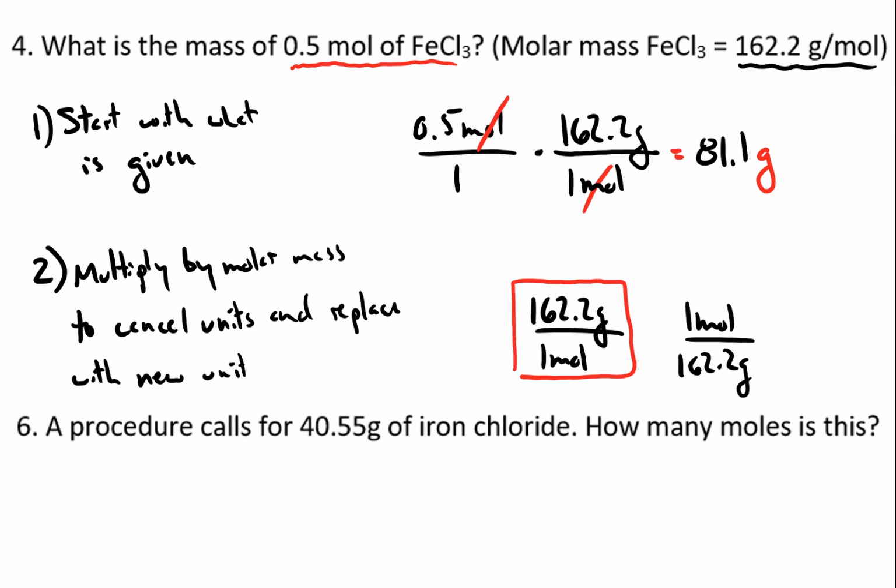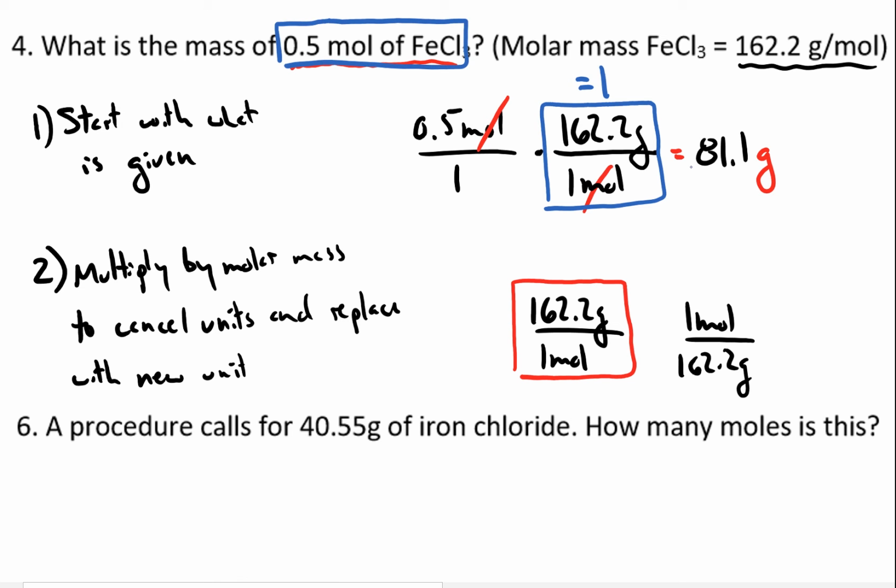This works because the fraction I'm multiplying it by, 162.2 grams over 1 mole, is equal to 1. And remember, if you multiply something by 1, you're not changing the value, you're just changing the units. So what this is saying is that 0.5 moles of iron chloride have a mass of 81.1 grams.